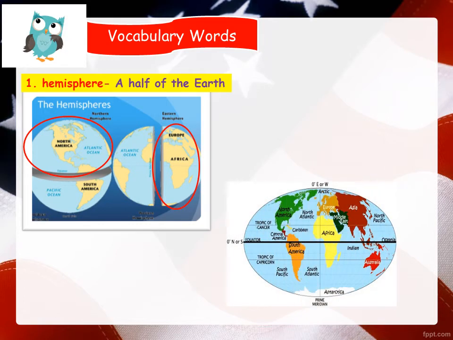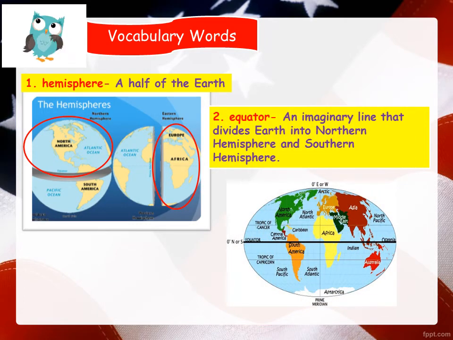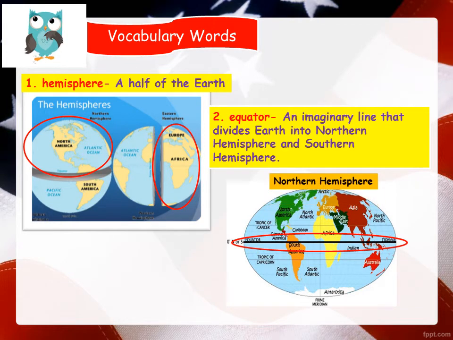All right, and number 2, we have the word equator. It is an imaginary line that divides the earth into the northern hemisphere and the southern hemisphere. So don't forget the line here between north and south.